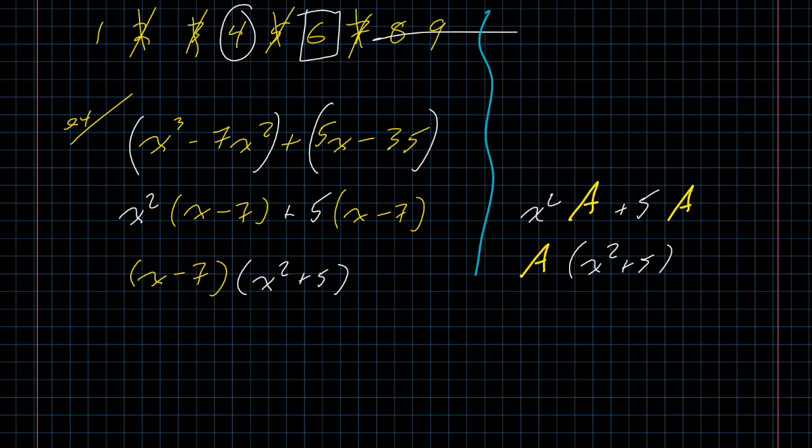If you multiply this out using the distributive property, using FOIL, however you like to call it, you will get x cubed minus 7x squared plus 5x minus 35. We haven't changed anything. And in fact, I strongly encourage you to double check that. Make sure that it's going to work.